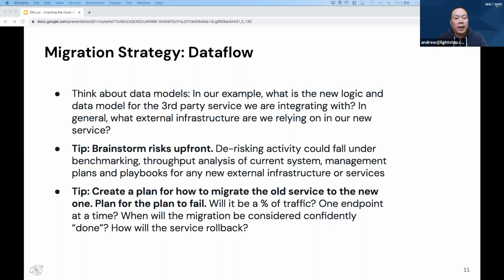Another tip is to plan how your migration to the new microservice will happen, as well as planning for that plan to fail. Will you migrate a percentage of your traffic at a time, one endpoint at a time, all at once? What constitutes done for your migration? What happens if things fail? How will you roll back to your previous state? How will you roll back during each state of your migration? How would you completely roll back to your monolith if for some reason this new service doesn't work? All these considerations and plans will help contribute to the zero downtime goal of your migration and simply a smooth transition.